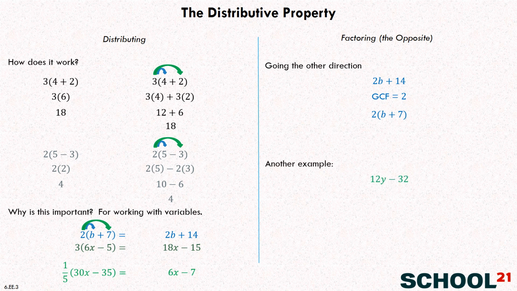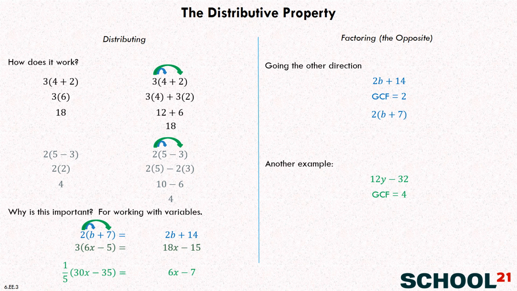Okay, so let's do another example really quick here. So we have 12y minus 32. What's the greatest common factor of 12y and 32? 4, right? Okay, you could do 2, because 2 goes into both of them, but that's not the greatest common factor. It's just a common factor, right? Yeah. Okay, so the GCF is 4.